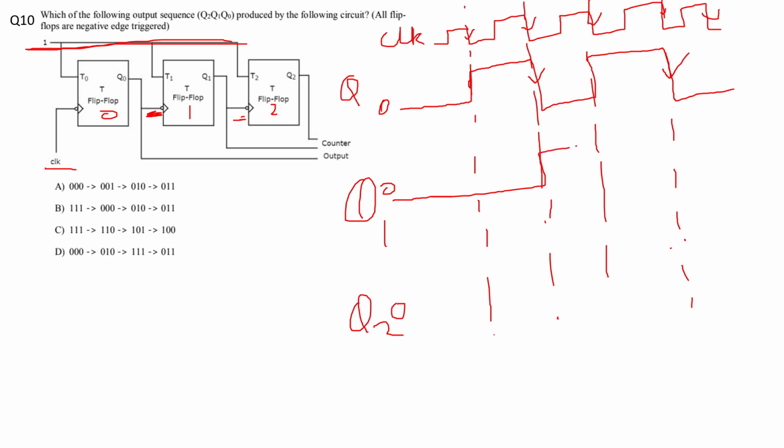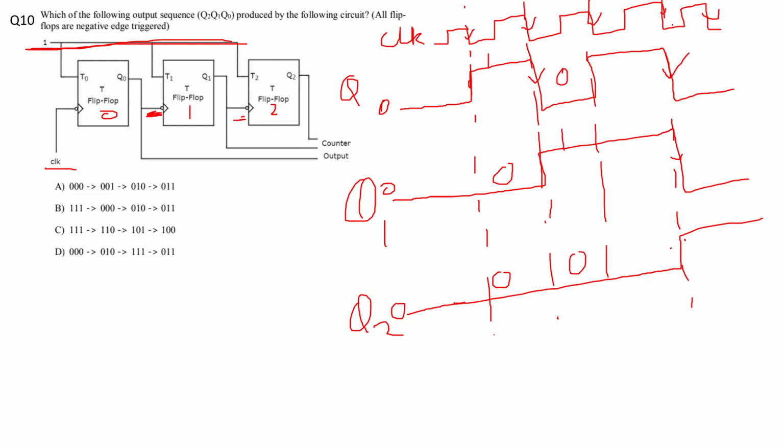So toggling will happen at the negative edges, right? And for Q2, negative edge is here, so only here it will change. So if I start with 0 0 0, remember the order, it's Q2 Q1 Q0, these things are pretty important. So it's 0 0 0, then I'm going to 0 0 1, then I'm going to 0 1 0, and then I'm finally going to 0 1 1.